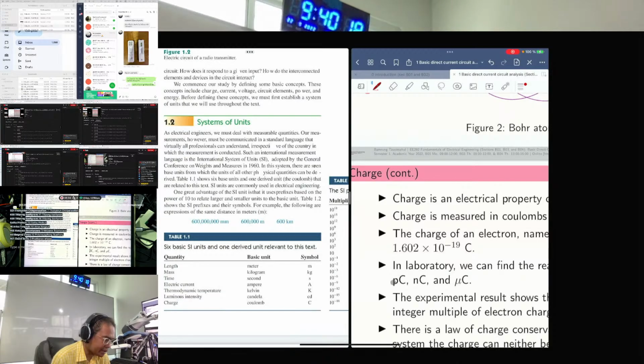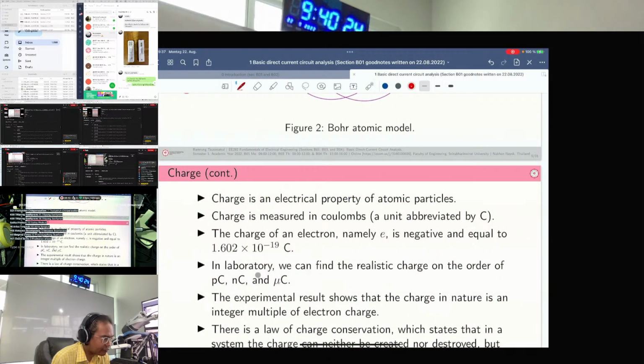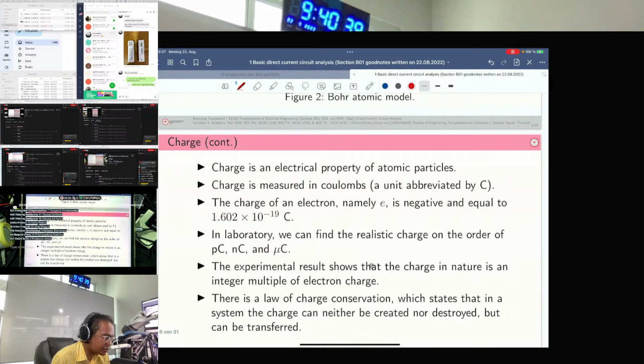That's why we have picocoulomb, nanocoulomb, and microcoulomb. All right. In nature, we will have a very, very tiny amount of charge, okay. It's very difficult to find 1 coulomb. We could have only a tiny amount of charge. The experimental result shows that the charge in nature is an integer multiple of the electron charge.